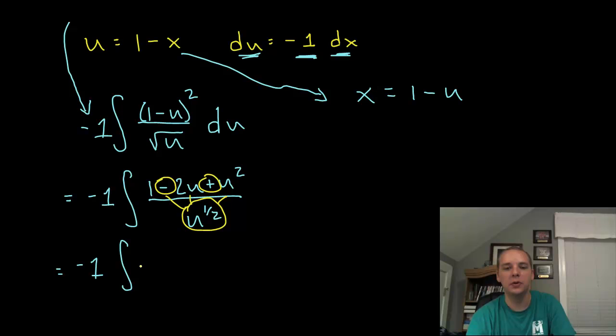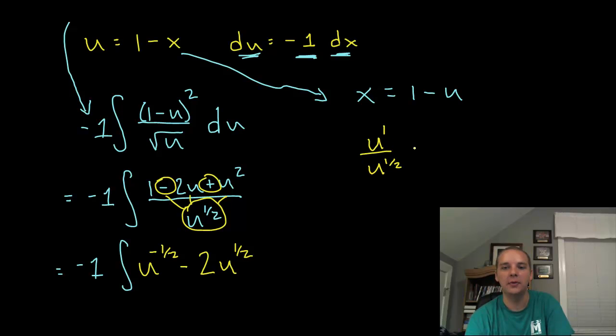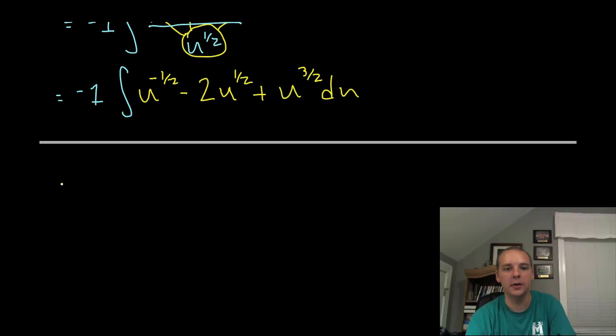So 1 over u to the 1/2 would be u to the minus 1/2. And then you'd have minus 2u to the first divided by u to the 1/2 would be u to the 1/2. What I did there was subtract exponents. u to the 1 divided by u to the 1/2 would be u to the 1 minus 1/2. You subtract exponents when you divide. And then plus u to the second over u to the half would be u to the 3/2, du. And now we're on the downhill slope. That's pretty integrable right there.